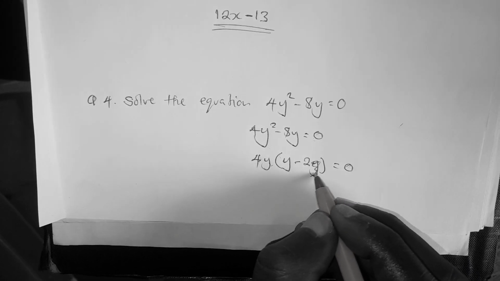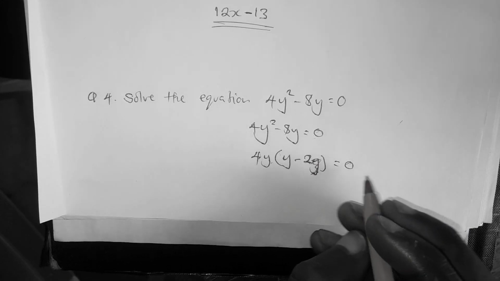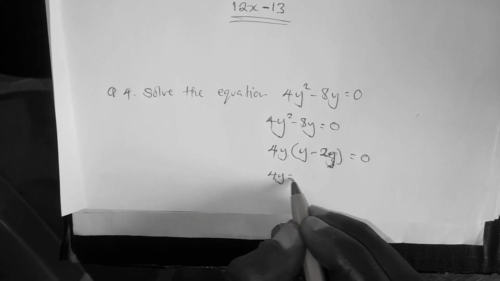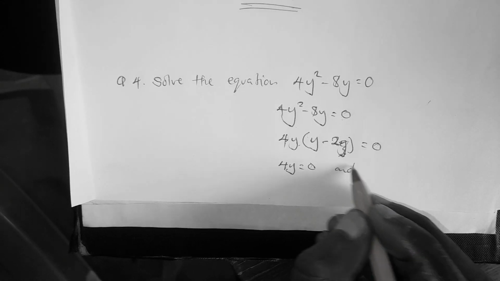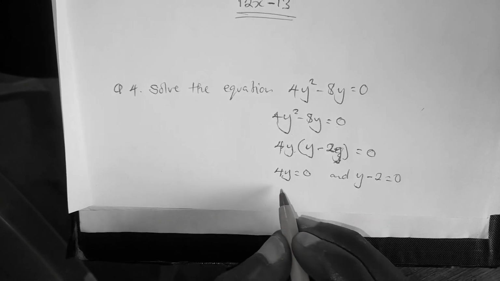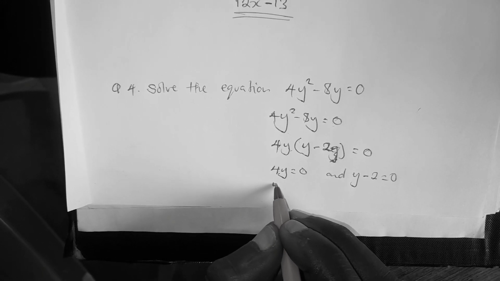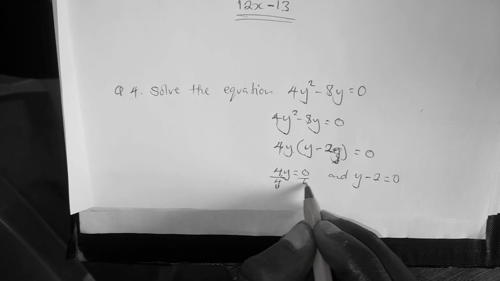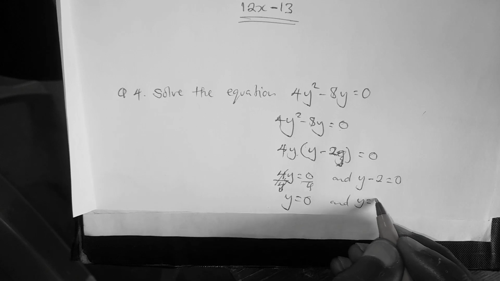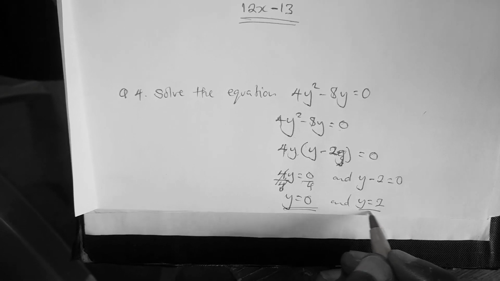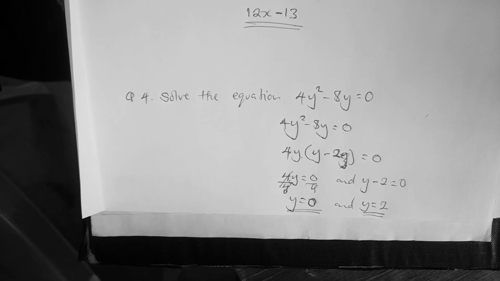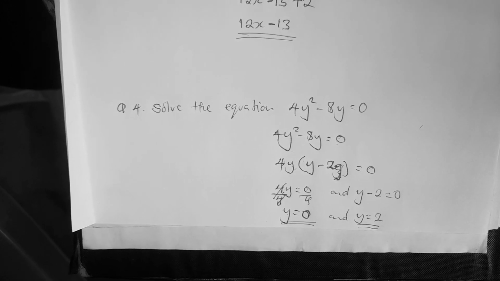So we have 4y times (y minus 2) is equal to 0. Then 4y is equal to 0, and y minus 2 is equal to 0. So the value of y: we divide both sides by 4, y is equal to 0, and y is equal to positive 2, and this is the final answer.